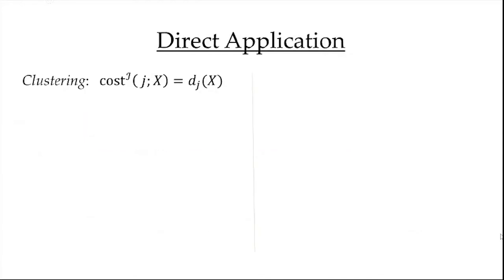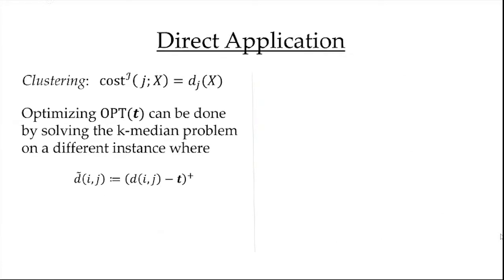Okay, let's try it for the clustering problem. So again, remember, what is the problem? I open k centers. I have the distances to these centers. I want to minimize the top L. The opt t version says, I want to open centers, take every distance, subtract t, and minimize the sum of these things, the truncated version. So that's also going to be a different instance of the sum version, the k-median version, where the distance between i and j is no longer the true distance, but it's the true distance minus t's positive part. So I can apply a k-median algorithm on that.